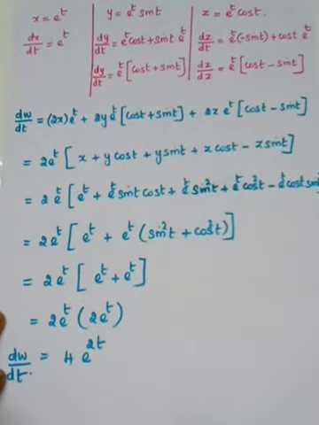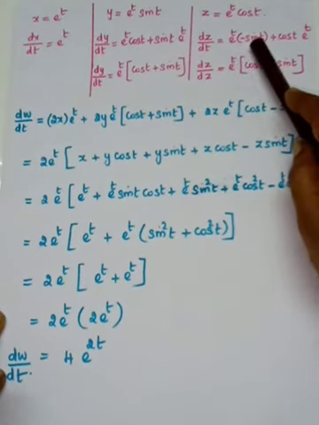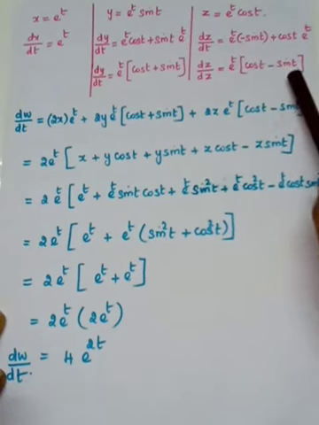Come to the same way. What is z? e power t into cos t. So you have to find dz by dt. Here also t is involved in two terms. They are in the product, so here the product rule has to be used. e power t is written as it is. The differentiation of cos t is minus sin t, plus cos t into e power t. If you take e power t out, cos t is positive and here you are having minus, so minus sin t.